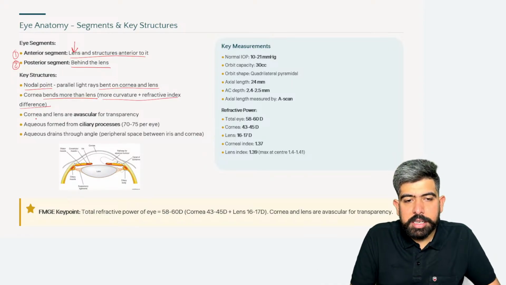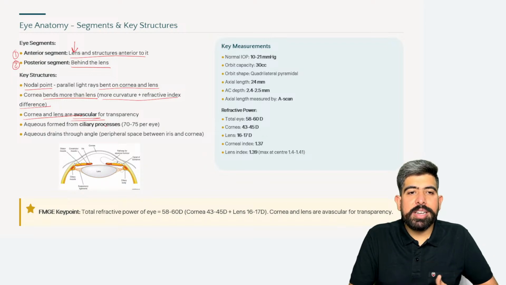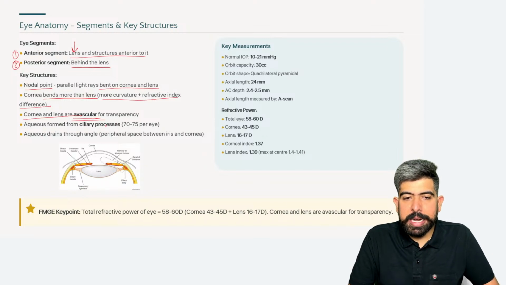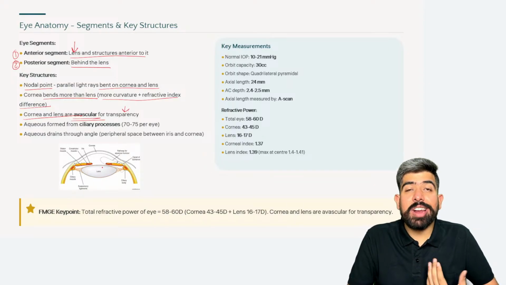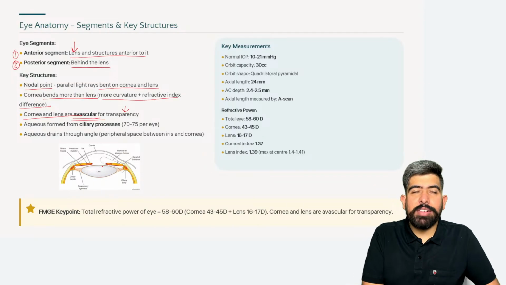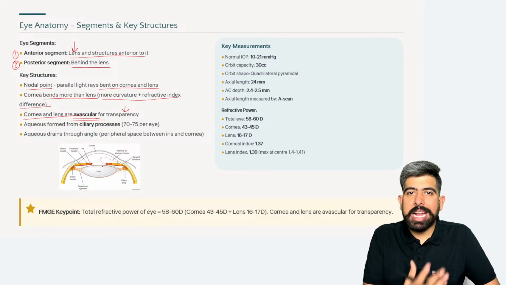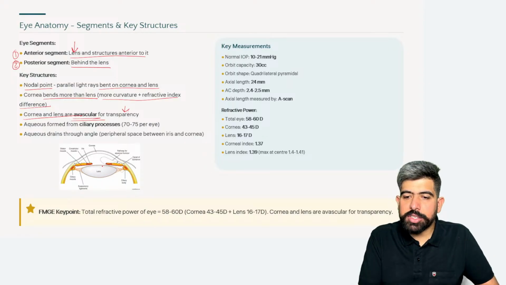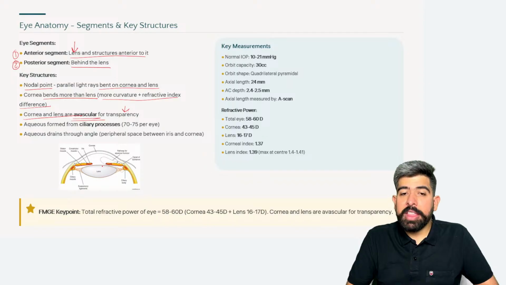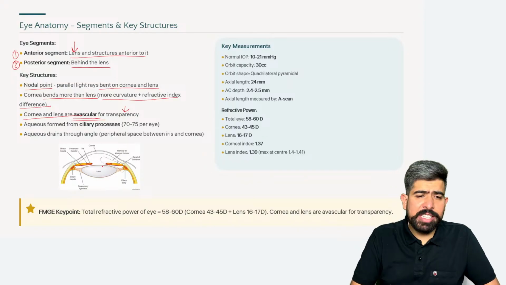And the cornea and the lens are both avascular structures. You just have to remember that. They both are avascular structures. There is no blood supply to your lens and the cornea. That's why they are transparent. Avascularity is the reason for the transparency, as the lens and cornea are both transparent structures.